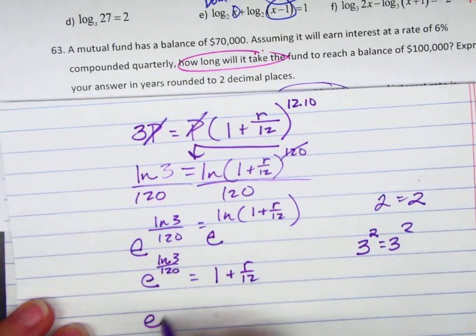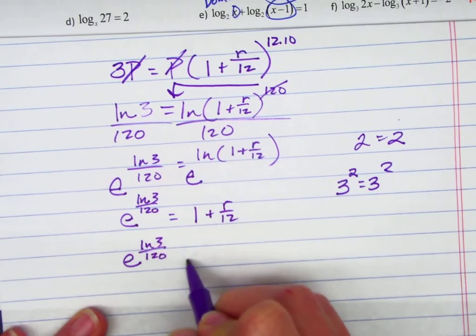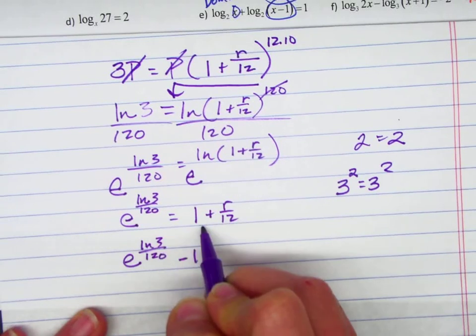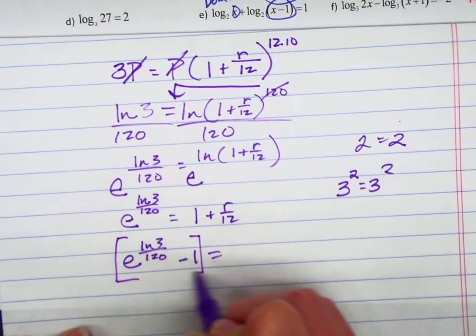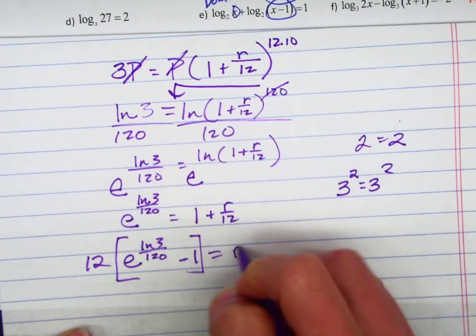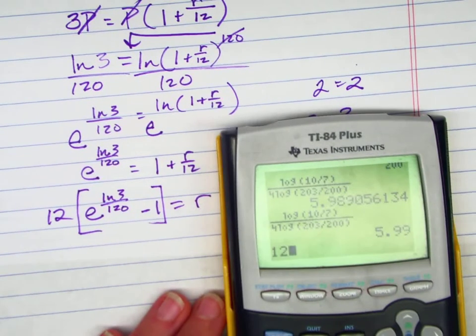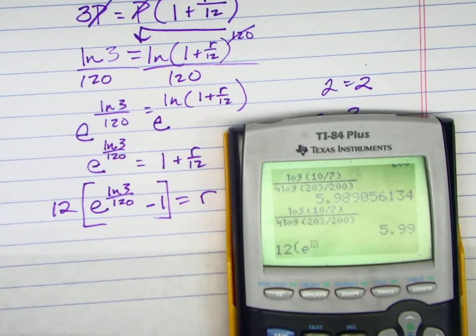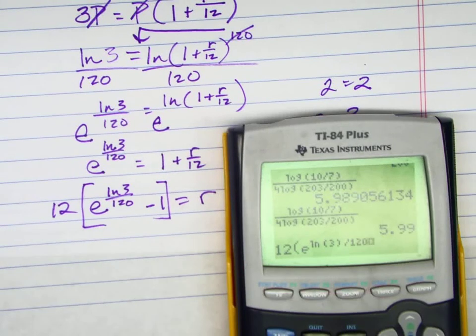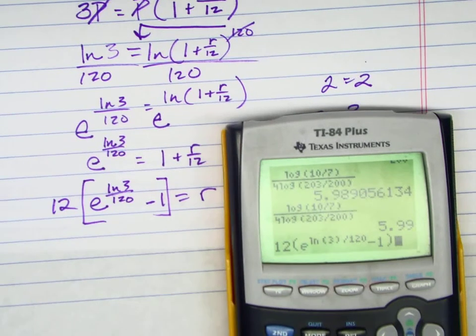So we can subtract 1. So I'm subtracting 1, and that equals r over 12, and I'm going to multiply by 12. And so that equals r. So then we just got to type that guy in. So I have 12 times e to the natural log of 3, in parentheses there, divided by 120. Come back down, minus 1, and parentheses.